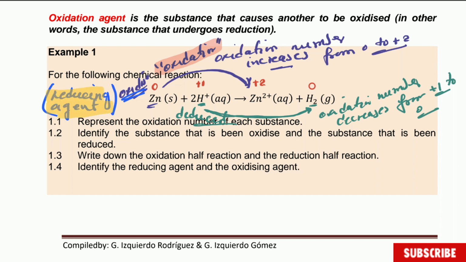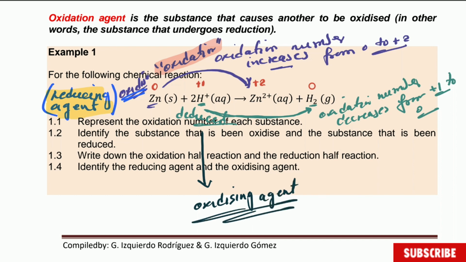So zinc is the reducing agent, and the oxidizing agent is the substance that is being reduced, which in this case is hydrogen. Hydrogen is being reduced, therefore hydrogen is, I'm going to write it at the bottom here if you're following me, the oxidizing agent. That is the oxidizing agent.